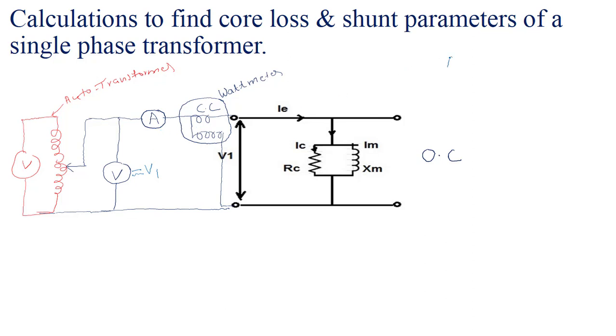Say at rated voltage, I am considering that rated voltage is nothing but V1. Okay, at V1 the reading of the voltmeter is V1 and the reading of the ammeter is nothing but I0, that is the no load current, and the reading of the wattmeter is nothing but W0. Okay, so this we can record easily when our circuit is working at rated voltage.